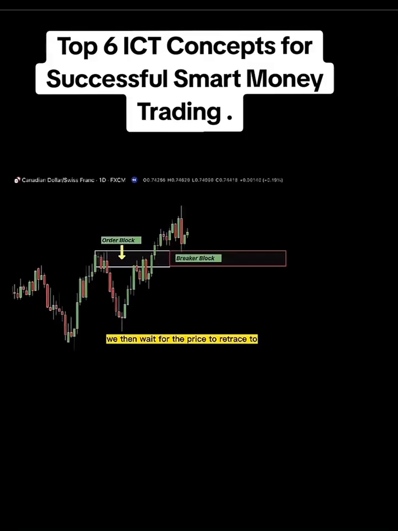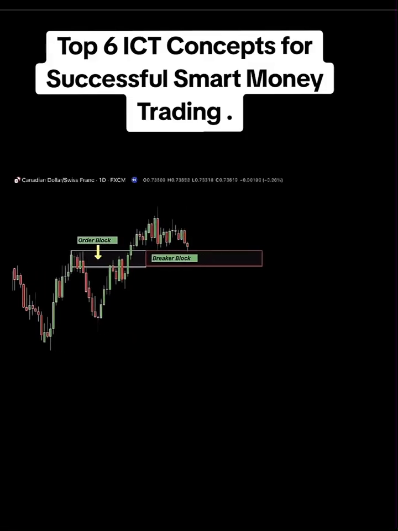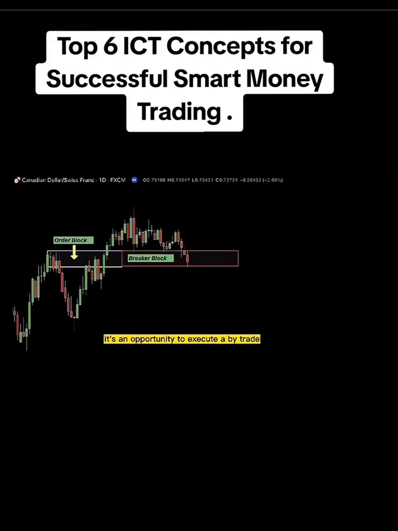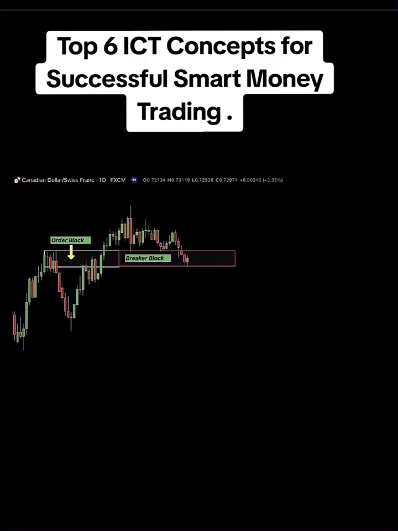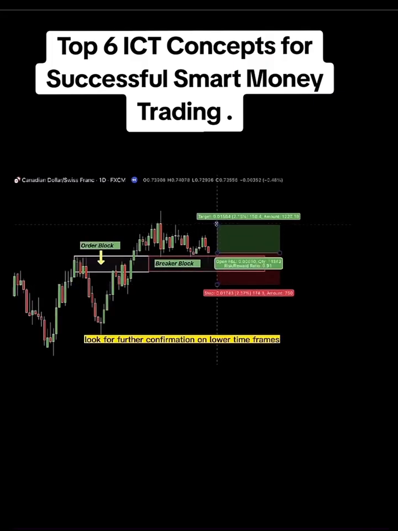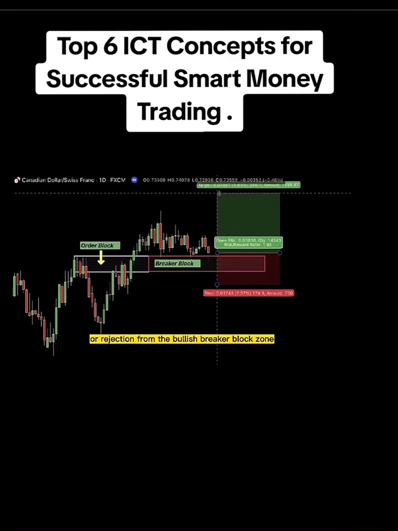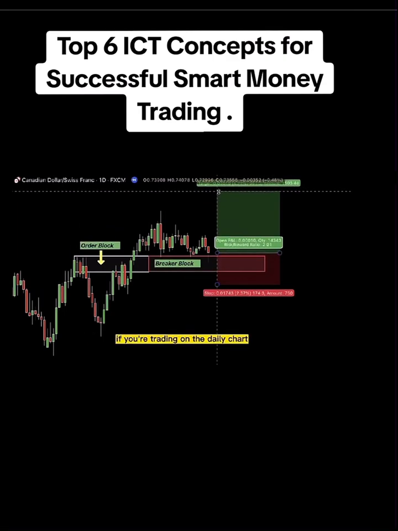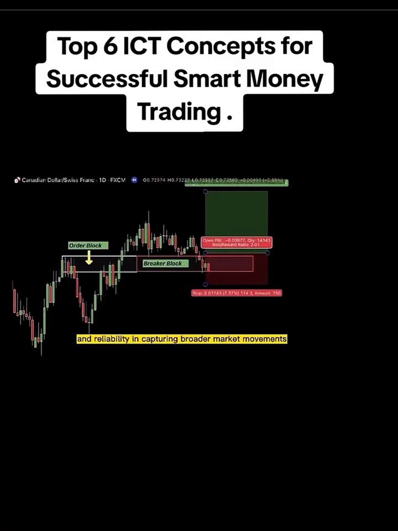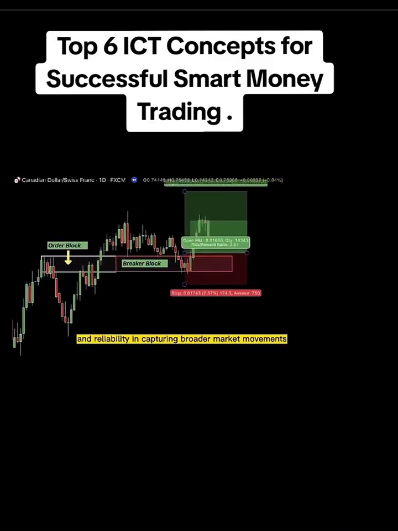We then wait for the price to retrace to the bullish breaker block. When the market tests this area, it's an opportunity to execute a buy trade. Look for further confirmation on lower time frames, such as a market structure shift or rejection from the bullish breaker block zone. If you're trading on the daily chart, as in the example provided, there is no need for further confirmation on lower time frames or a top-down analysis. The daily chart inherently offers higher probability setups due to its strength and reliability in capturing broader market movements.